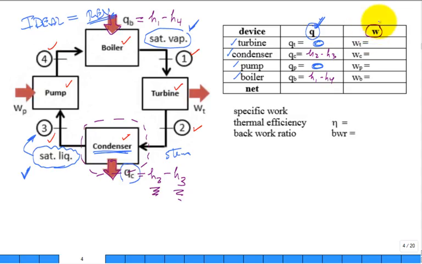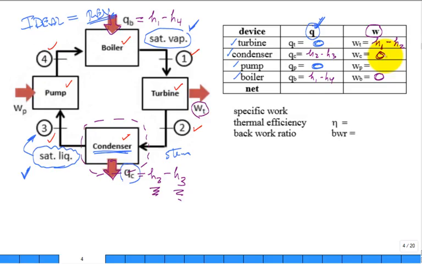2 of those devices have no work. Which 2 devices have no shaft in or out of them? Yeah, the boiler and the condenser have no work. We do a first law analysis around the turbine, noting the direction of WT is out of the turbine. And what is WT? It's going to be a difference in enthalpies. It's going to be H what minus H what for the turbine? H1 minus H2.